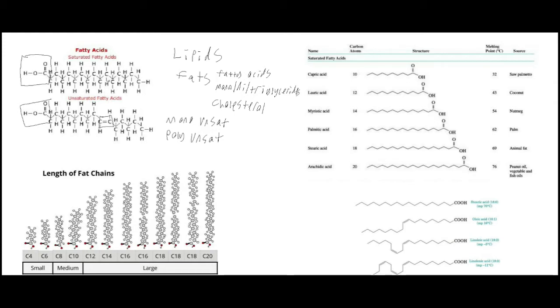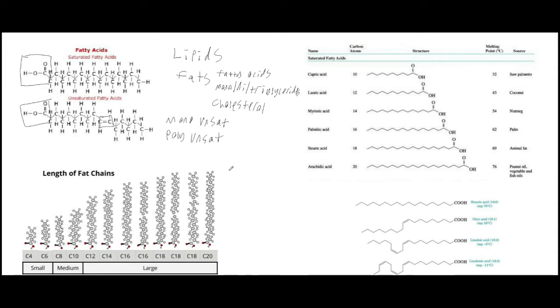And the reason that this is called saturated and unsaturated is because we're talking about the saturation of hydrogens in the hydrocarbon chain. So when you have a double bond, that reduces the number of hydrogens you have in the hydrocarbon chain by 2, so it's unsaturated with hydrogen. If you have no double bonds, then you are saturated with hydrogens.